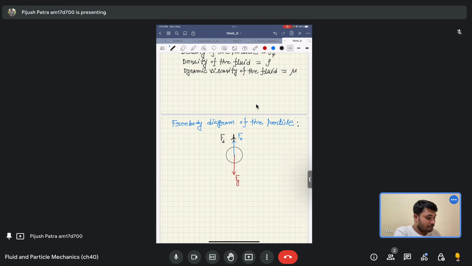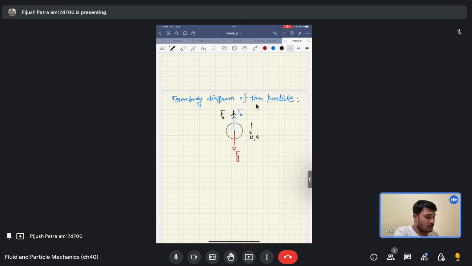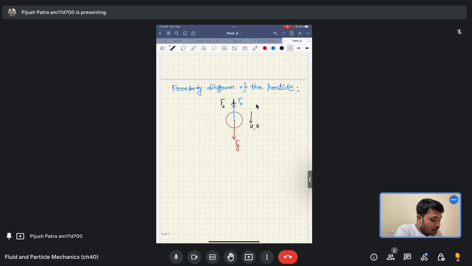Let's say my particle is settling with a velocity u and it has some acceleration. I will call this acceleration a. So from Newton's second law of motion, what is the equation of motion for this spherical particle settling under gravity in a quiescent fluid? The equation of motion will be m into du by dt.